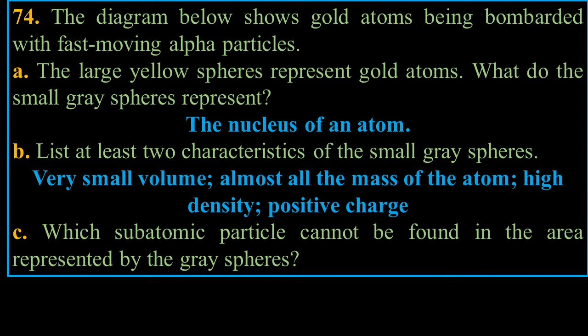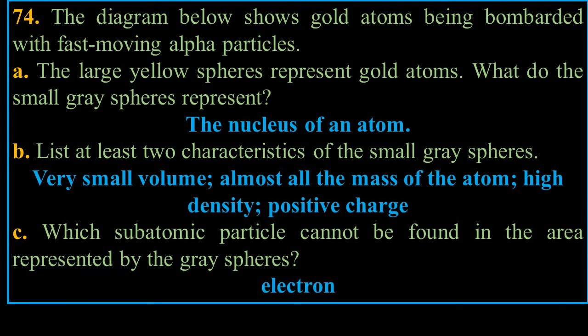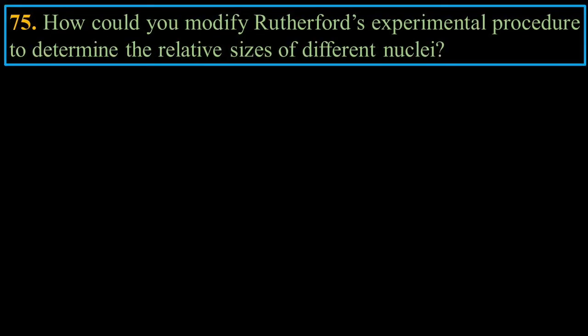Which subatomic particle cannot be found in the area represented by the gray spheres? Which subatomic particle cannot be found? The electron. The electron orbits the nucleus. Most of the volume of the atom is due to the orbiting electron and the cloud it creates.